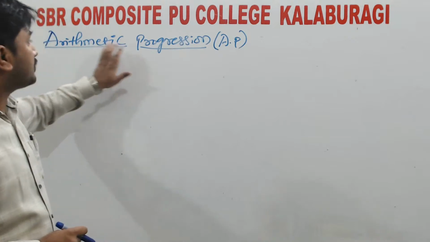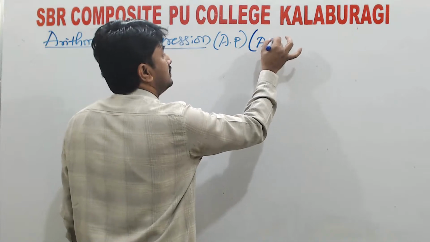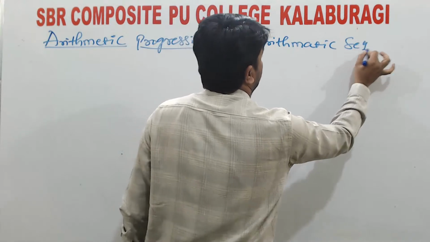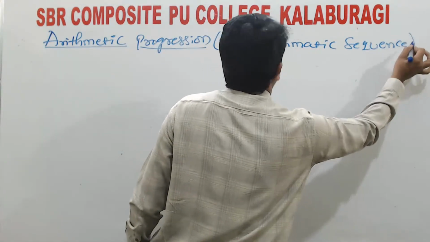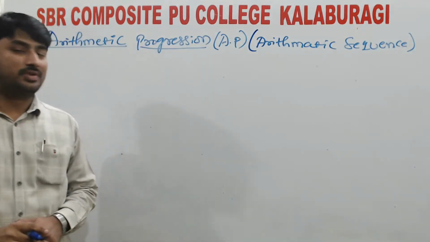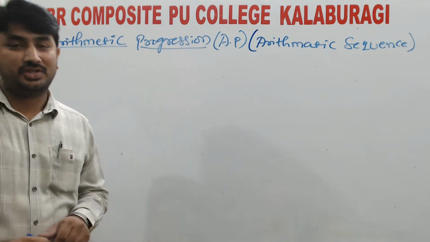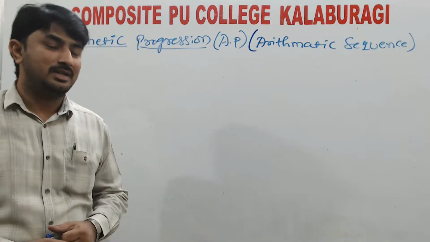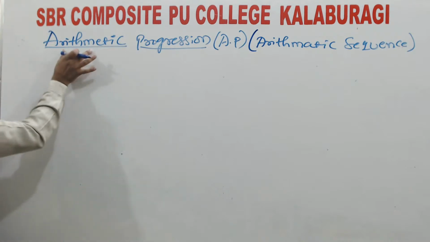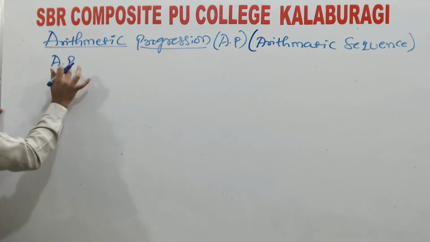Arithmetic progression is also called, I will write in the bracket, arithmetic sequence. Both are the same. Here progression means we have to calculate the nth term value. Mathematically, we can calculate the nth term value, which is called progression as well as sequence. Both are the same. So here the actual definition of arithmetic progression is, I will write in the short form, AP.